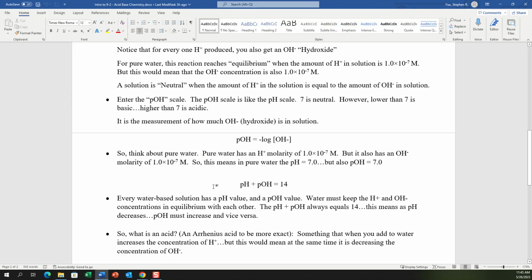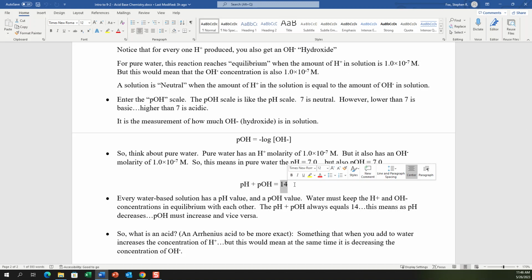Now here's the deal. If you take the negative log of the H plus and get the pH, and you take the negative log of the OH minus and get the pOH, the sum of those two measurements will always equal 14. So if you think of pure water, it has a pH of 7 and it has a pOH of 7. 7 plus 7 equals 14. But this will always be the case. So let's say you have an acidic solution that has a pH of 6. It's not very acidic, 6 is just a little bit less than 7.